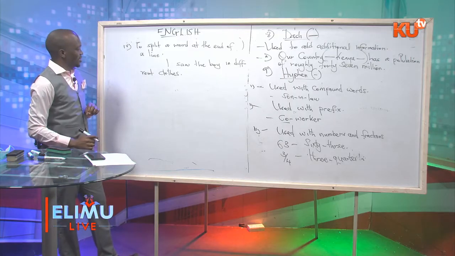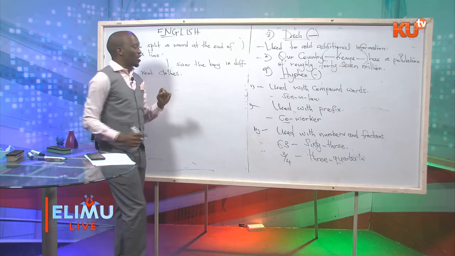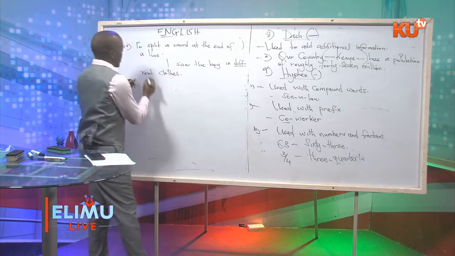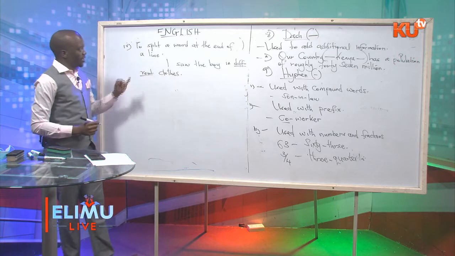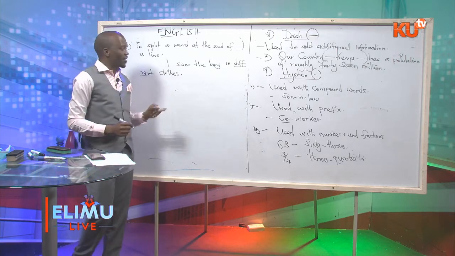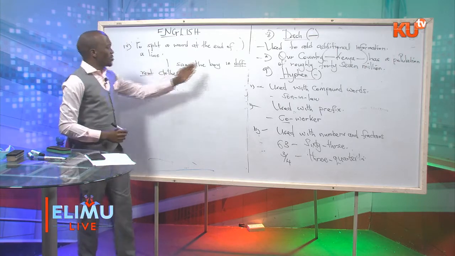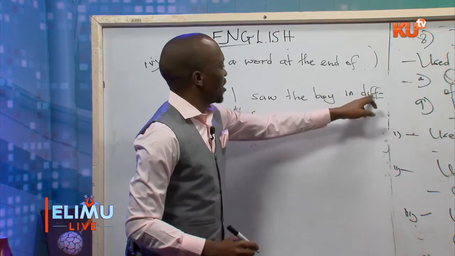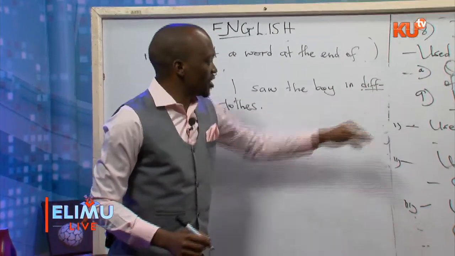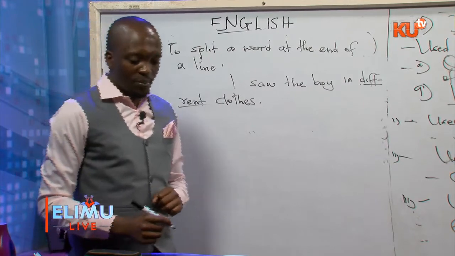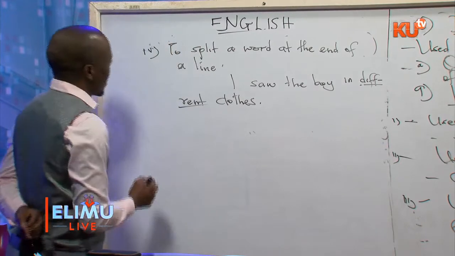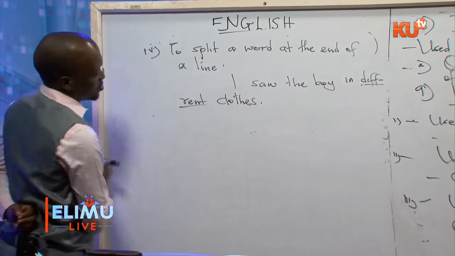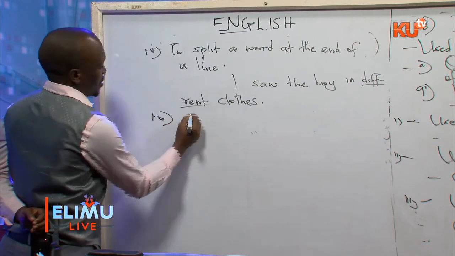Why is it not advisable? Because you don't know how to divide the syllables. The syllables in English is quite different from the one in Kiswahili. So maybe you will divide this word, then you split it using a hyphen. That is not appropriate. The second last one is the use of exclamation mark.